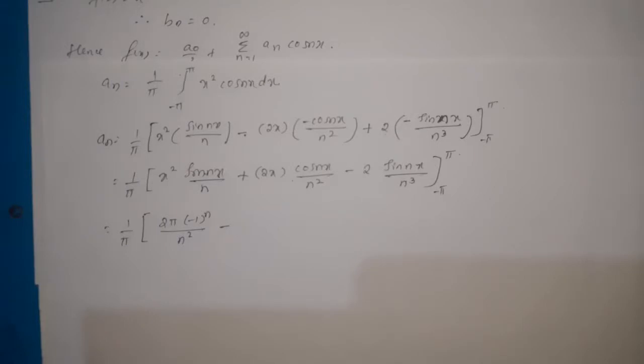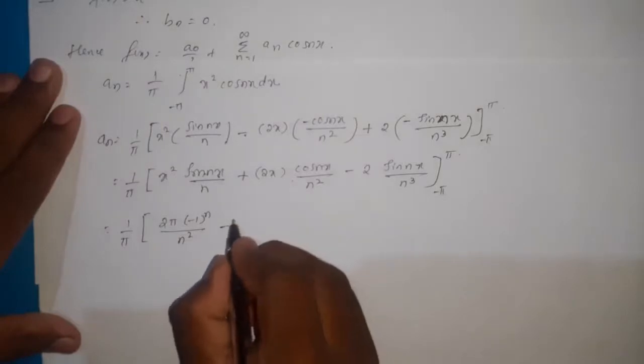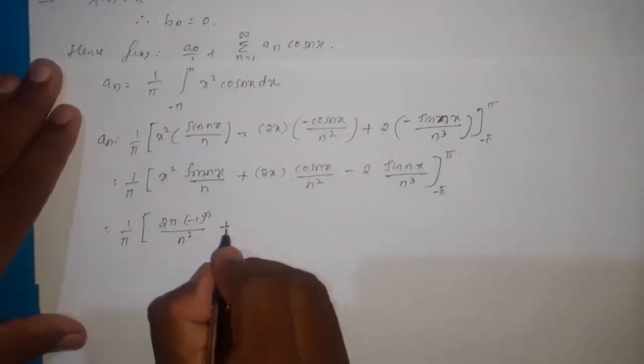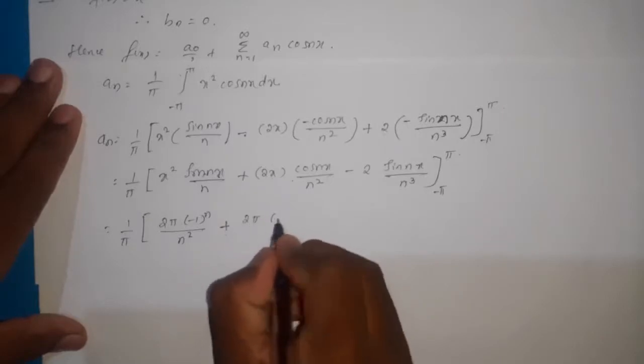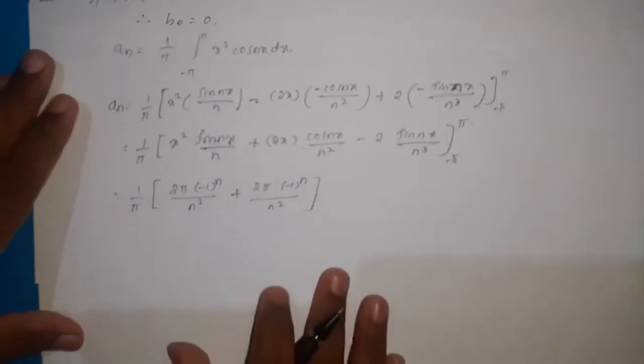Now the lower limit is minus pi. So now for x equal to minus pi, this becomes minus 2 pi, so already minus is there, therefore plus 2 pi, minus 1 whole power n divided by n square.